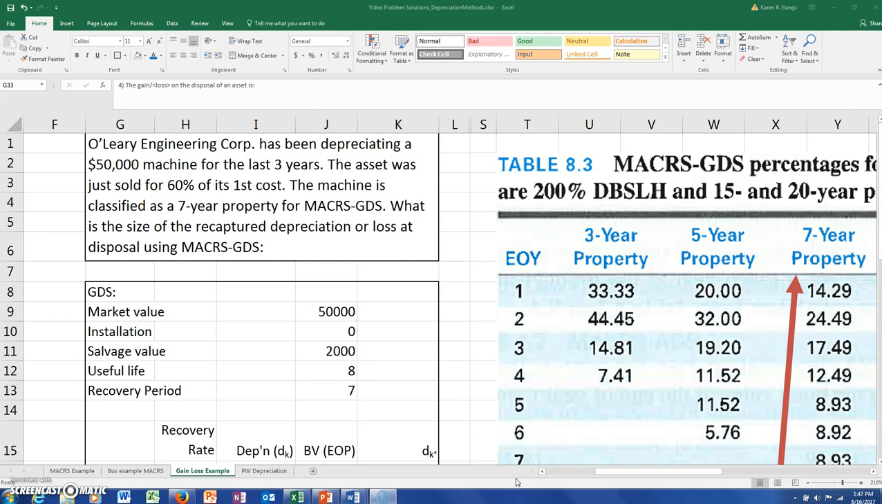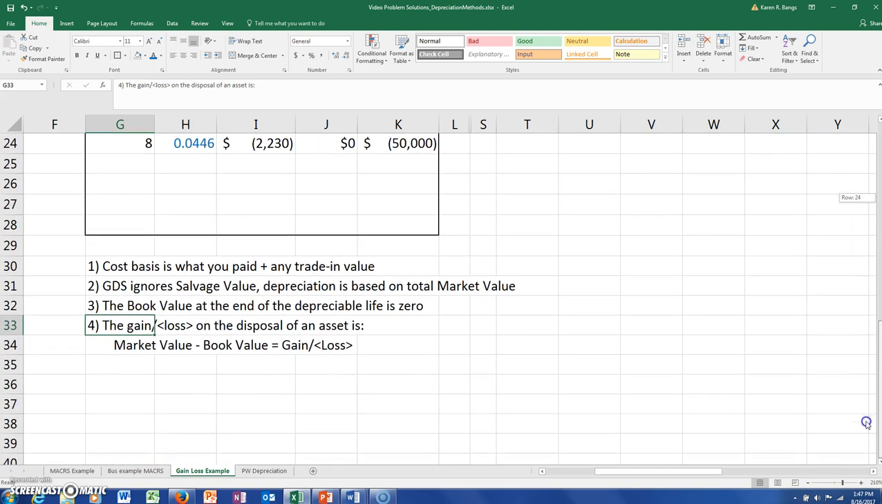So let's just review a couple of points to begin with. I just want to remind us all that the cost basis is what we paid for it, and any trade-in value. So it's telling us, I believe in this problem, we'll re-verify that it's $50,000, and we didn't trade anything in like we did on the bus example.